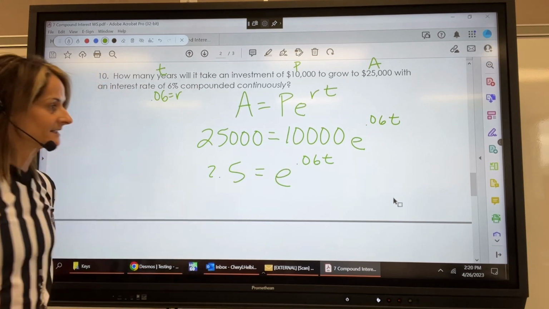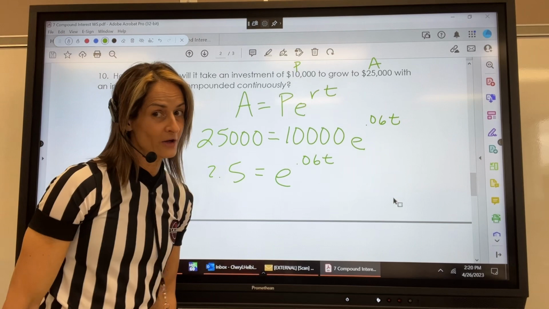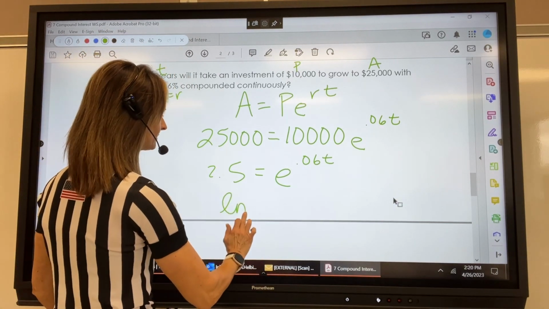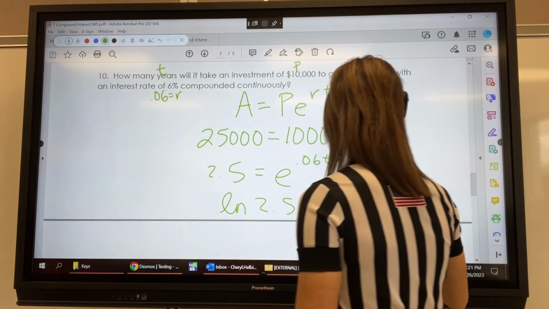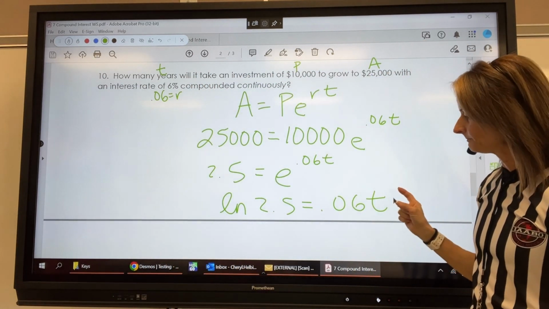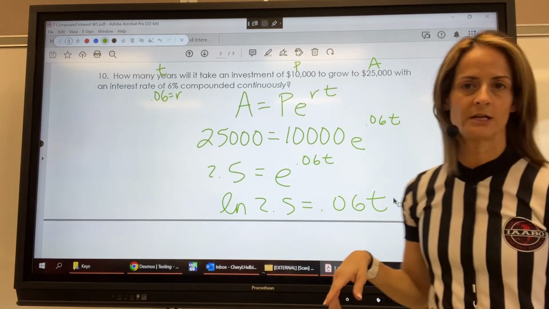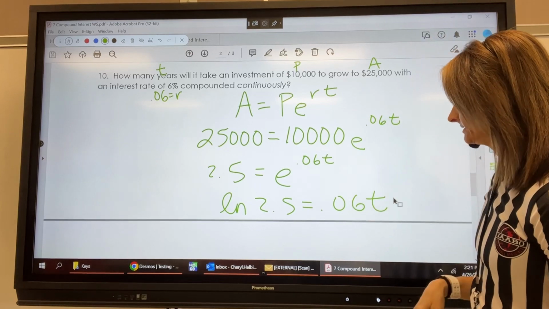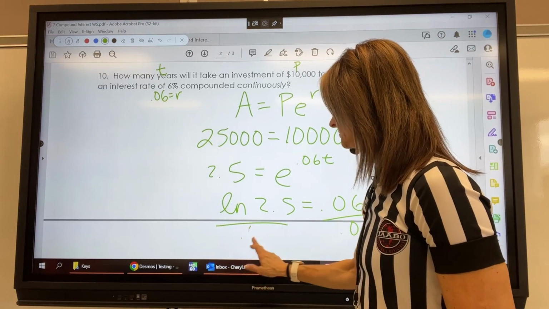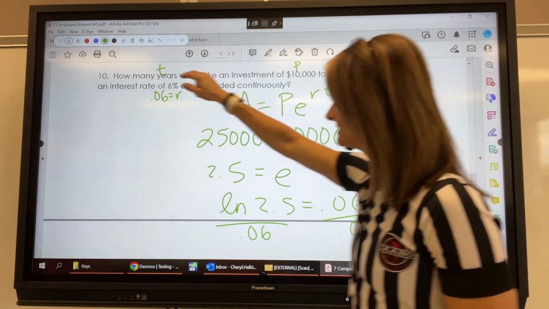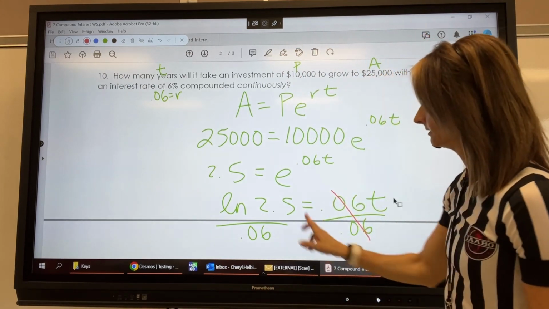Now it's isolated, so we can rewrite it as a logarithm. So that's a log base e, so that's natural log of 2.5 equals the exponent, 0.06t. Now the unknown is not in the exponent anymore, and so we can solve for it. So you divide both sides by 0.06. If you plug this into the calculator properly, the 0.06 will just cancel, right? So it'll be this.